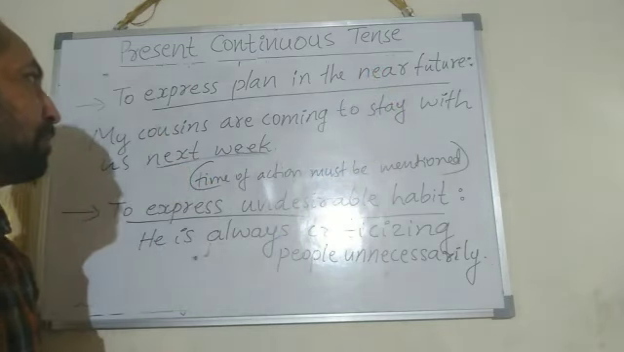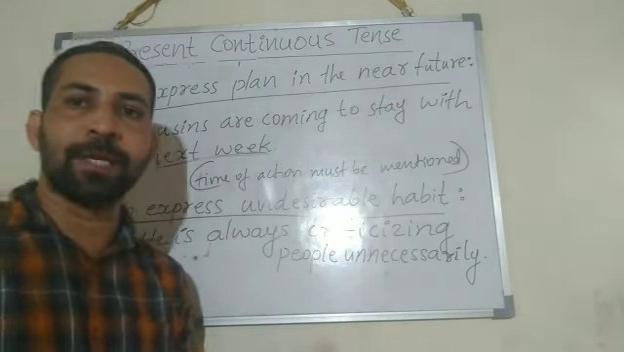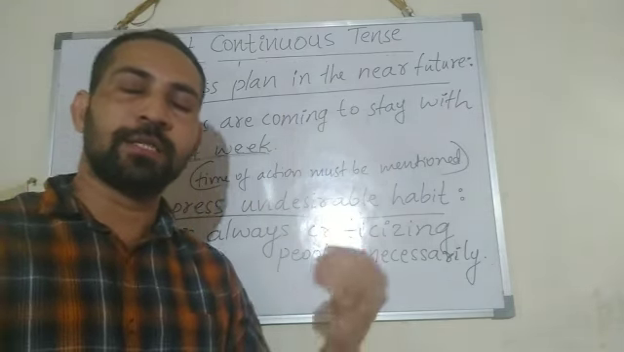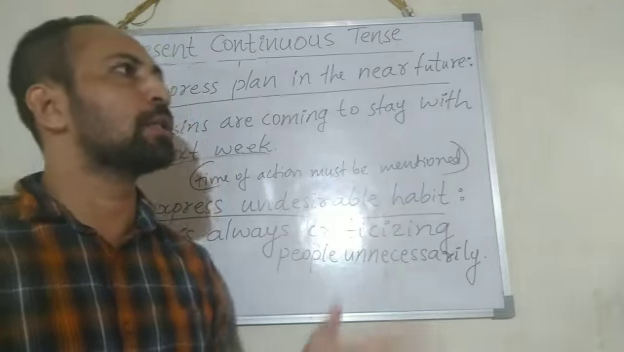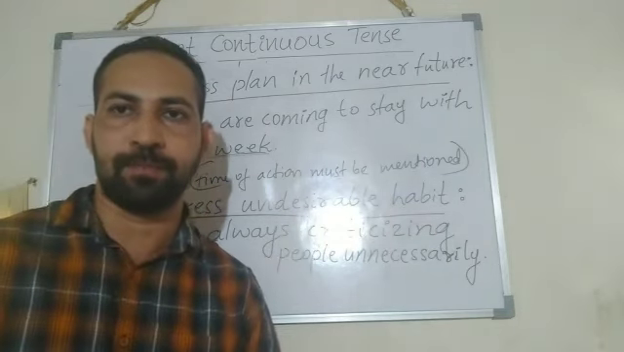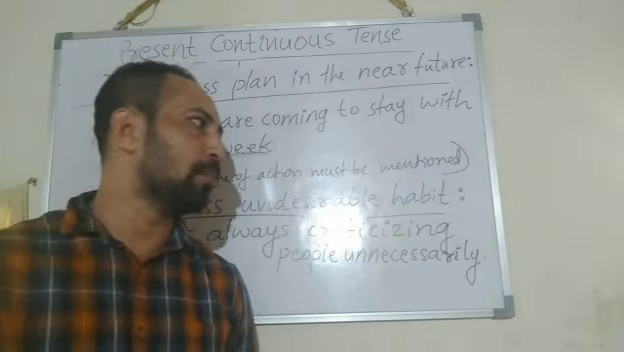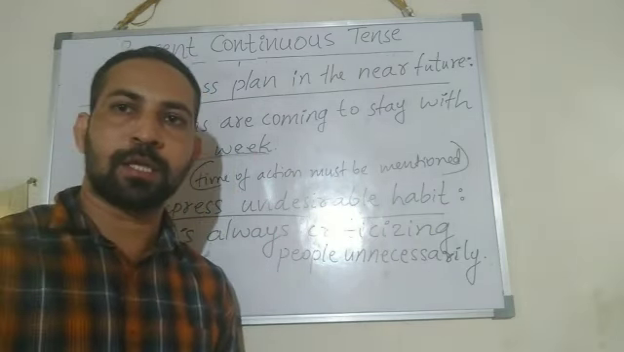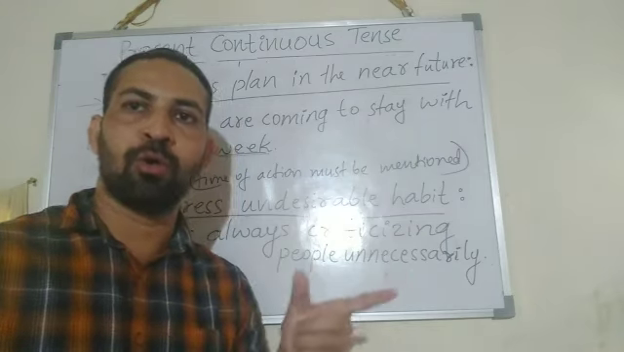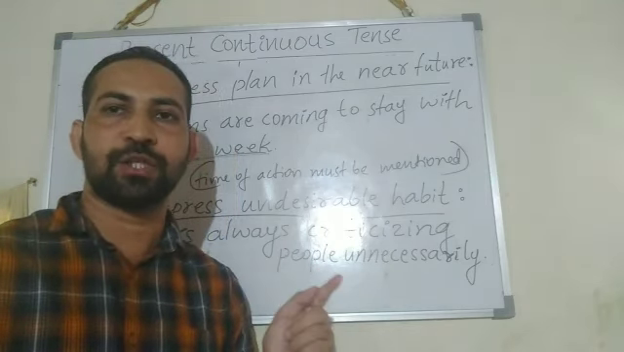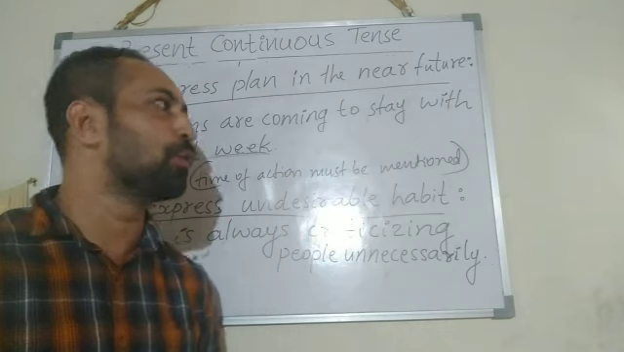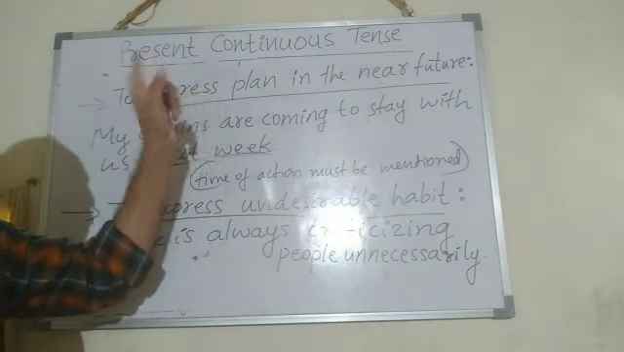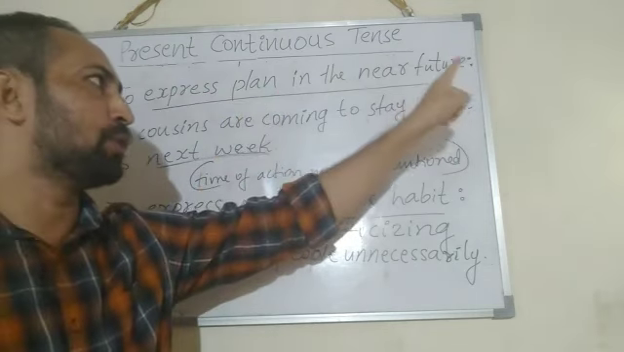One more example. I am going to Mumbai next week or next month. All these time references, next week, next month, should be given. One more example. Nitin is coming tomorrow. That time expression, tomorrow, should be given when you use present continuous tense to express a plan in the near future.